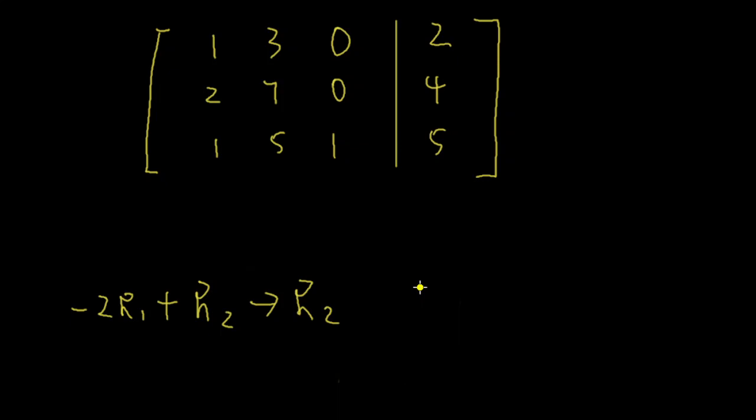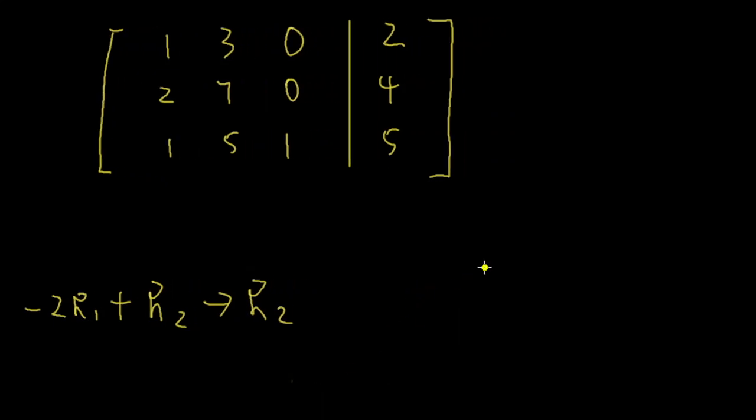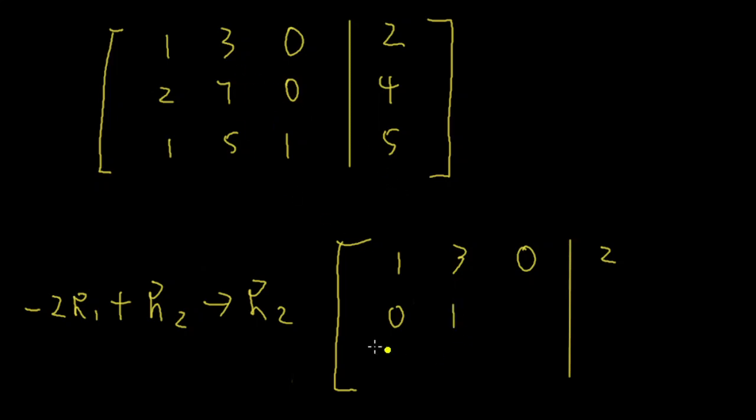So how would that look? The first row will not change. The second row: -2 times 1 is -2, plus 2 is 0. -2 times 3 is -6, plus 7 is 1. -2 times 0 is still 0, so 0 plus 0 is 0. And -2 times 2 is -4, plus 4 is 0. Row 3 will not change, of course.